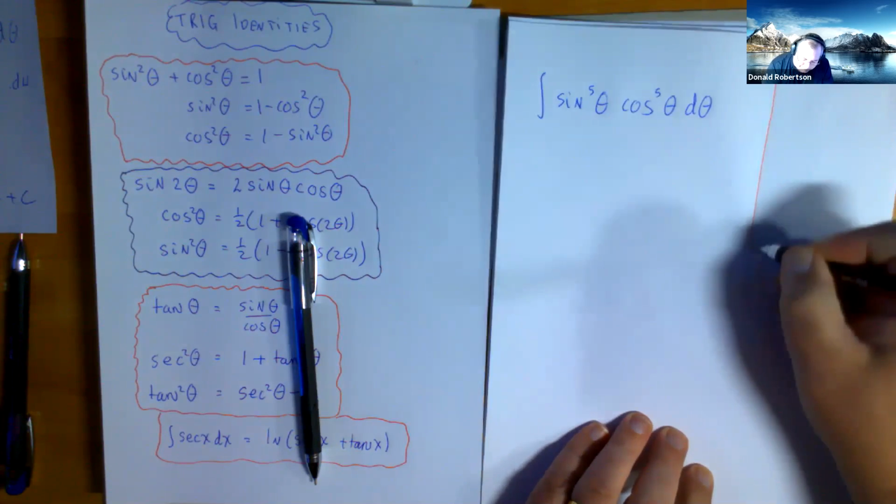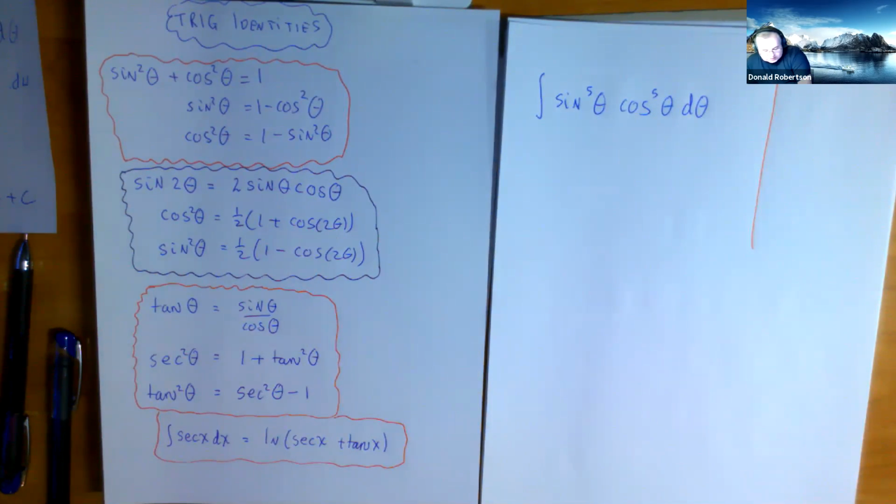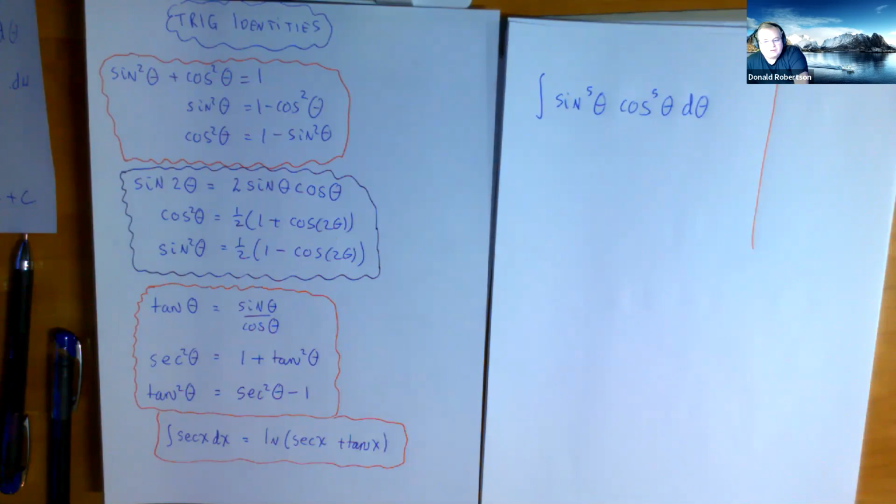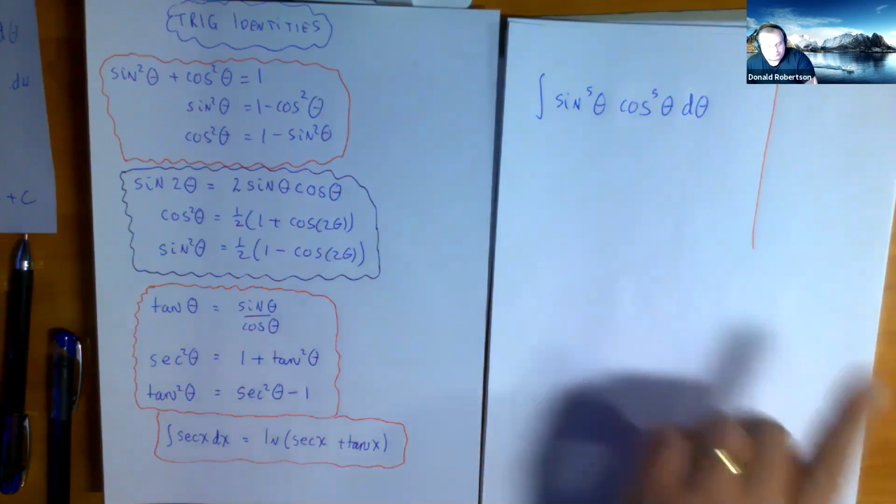In this world, you do not need to use trig identities yet. That will happen a little bit later. But right now, I don't need to do any trig identities. What I do need to do is figure out which U sub I should use. Sine theta, cosine theta, or it probably doesn't matter. In other words, pick either one. What do you think? Either one. Yeah, either one will do. Sine 5, cosine 5. Can pick either one.